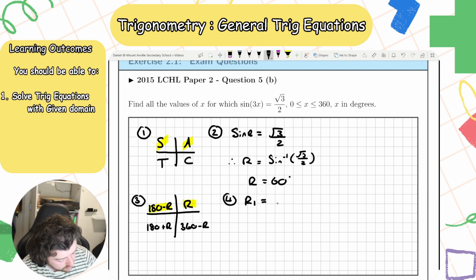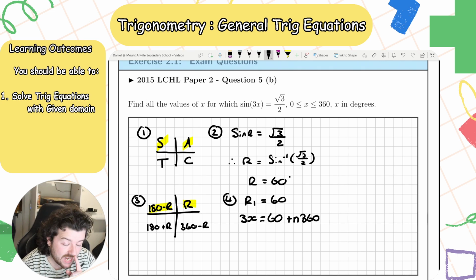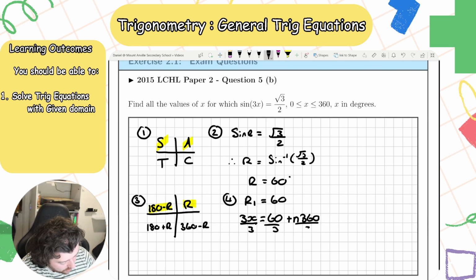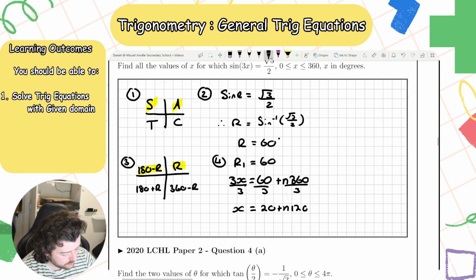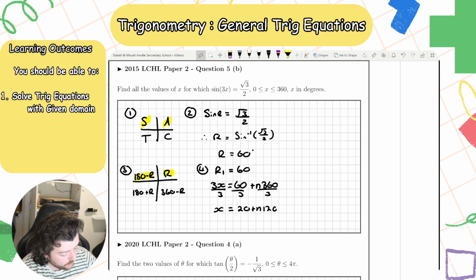My first solution is just going to be 60 degrees. Remember, my angle now is equal to this 3x. So I say 3x is equal to 60, and I add on my period, which is plus n 360. I need to get x on its own, so divide every term by 3. I'm going to get x is equal to 20 plus n 120.